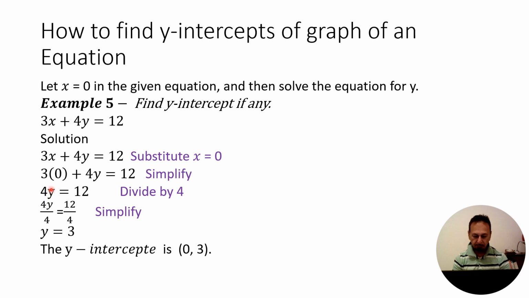So the equation becomes 3 times 0 plus 4y equals 12. 3 times 0 is 0, so it's gone. We're left with 4y equals 12. Now we divide by 4. So 4y over 4, the 4 cancels and gives you y. 12 over 4 becomes 3. So y equals 3. The y-intercept is (0, 3).